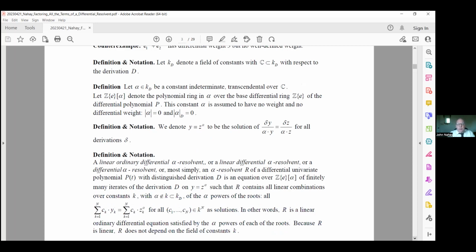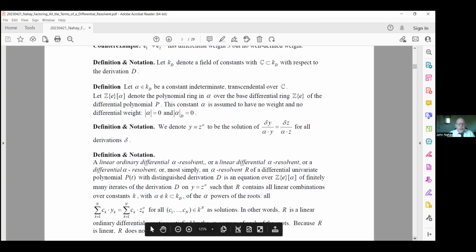So we denote throughout y to be z to the alpha, the solution of the logarithmic derivative of y divided by alpha equals the logarithmic derivative of z. And I just noticed my first error. There should not be an alpha on the right side of that.